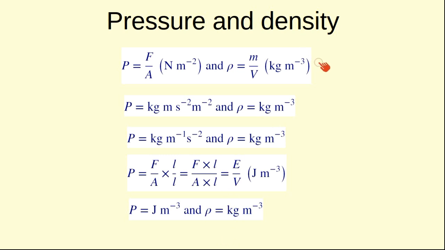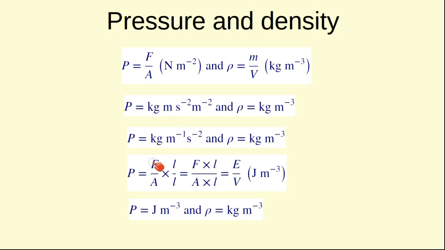Let's move on to pressure and density. So pressure is force per unit area, which in terms of SI is newtons per metre squared, and density rho is mass per volume, kilograms per metre cubed. Get these into base units: kilogram metre per second squared, metre to the minus 2, and then those tidy up from there to there.